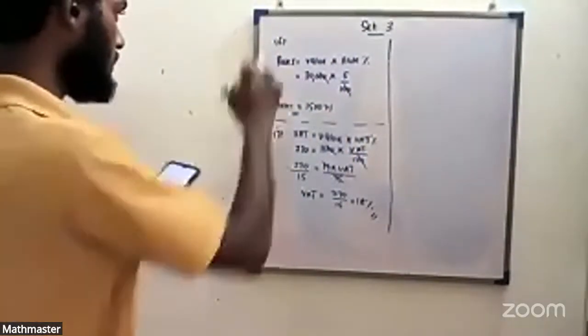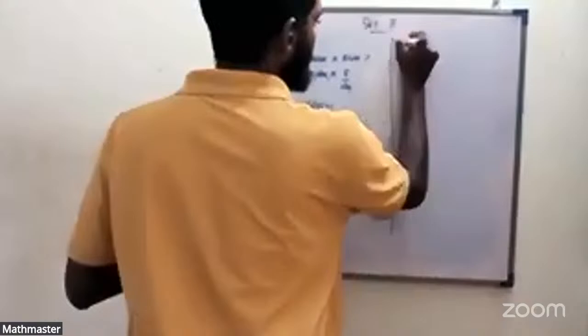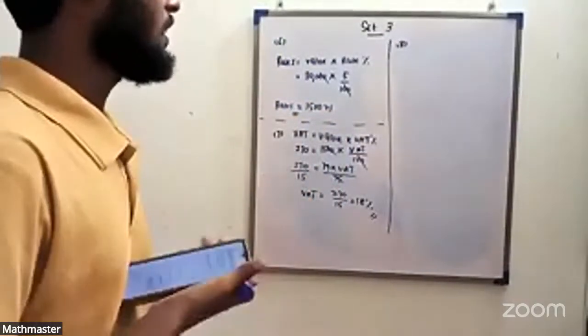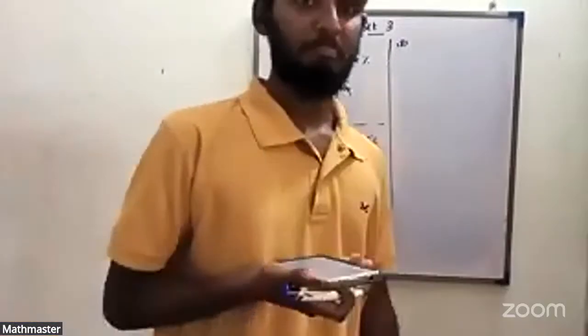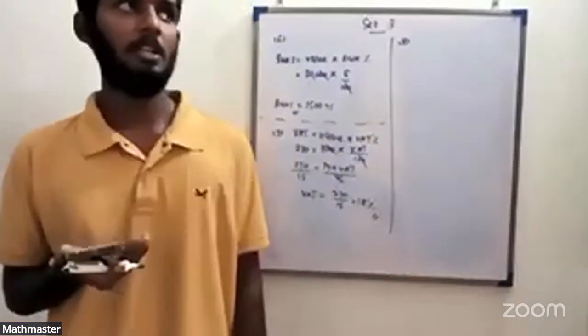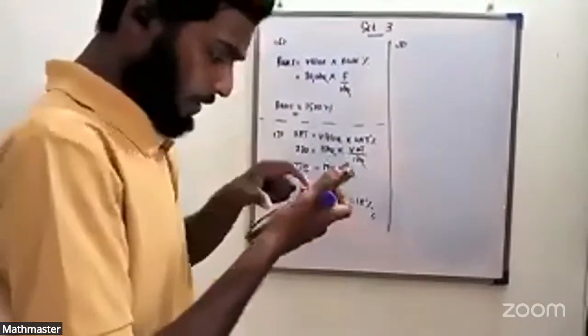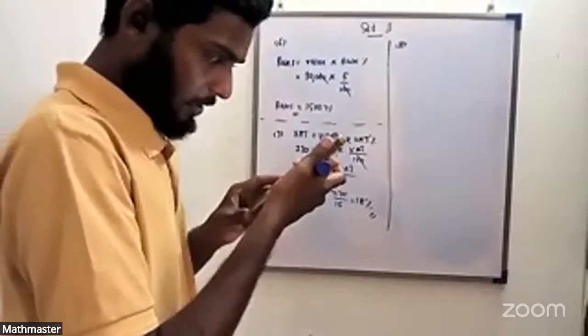Then question number 8. Right. Let's see. So question number 8 is a question from part 1, part A. It's a structured kind of question, right? It is about simple interest rate.